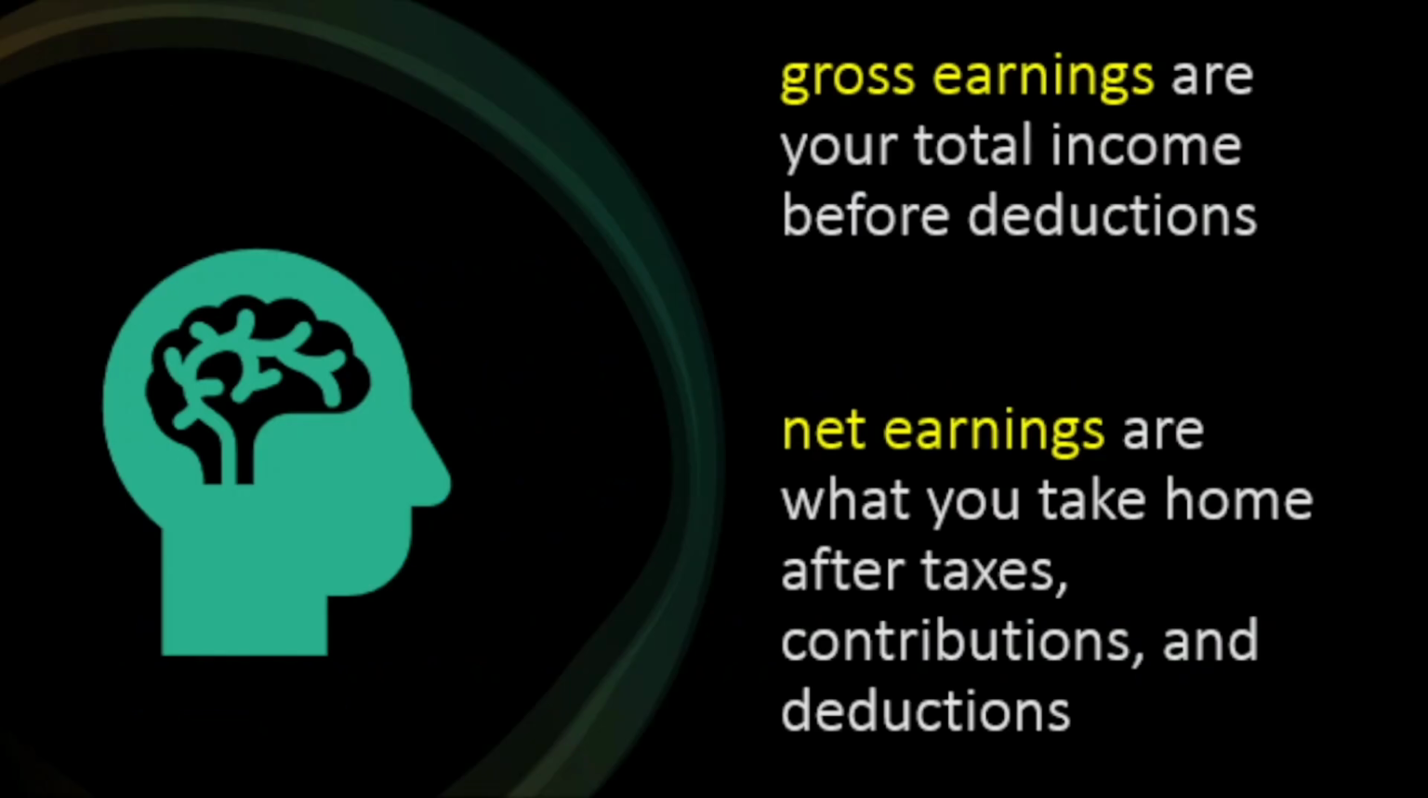To sum it up, your gross earnings are your total income before deductions, including your basic salary, overtime pay, allowances, and bonuses. Your net earnings are what you take home after taxes, contributions, and deductions. Understanding these figures is vital for effective financial planning.